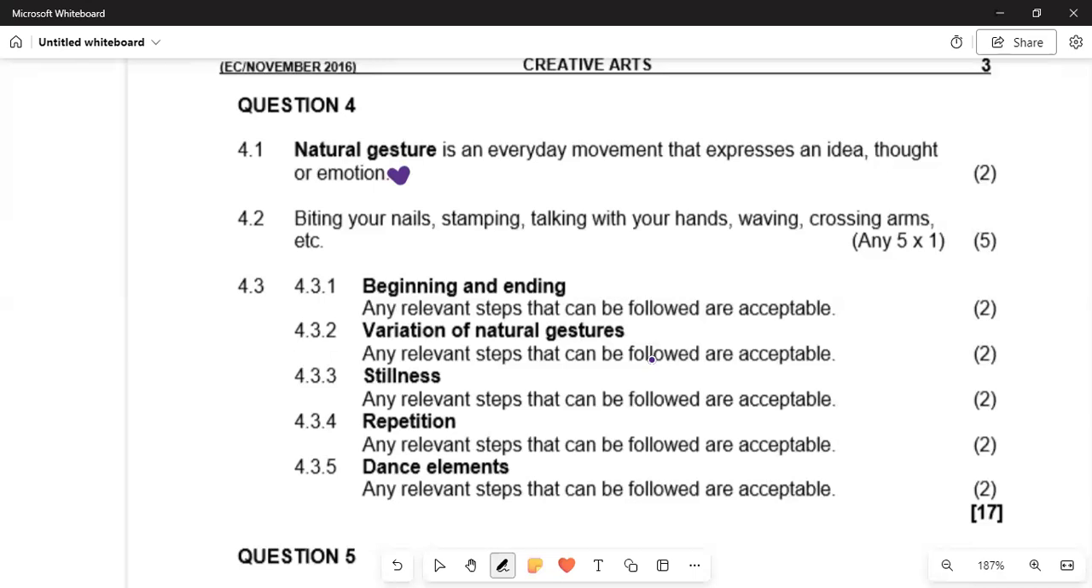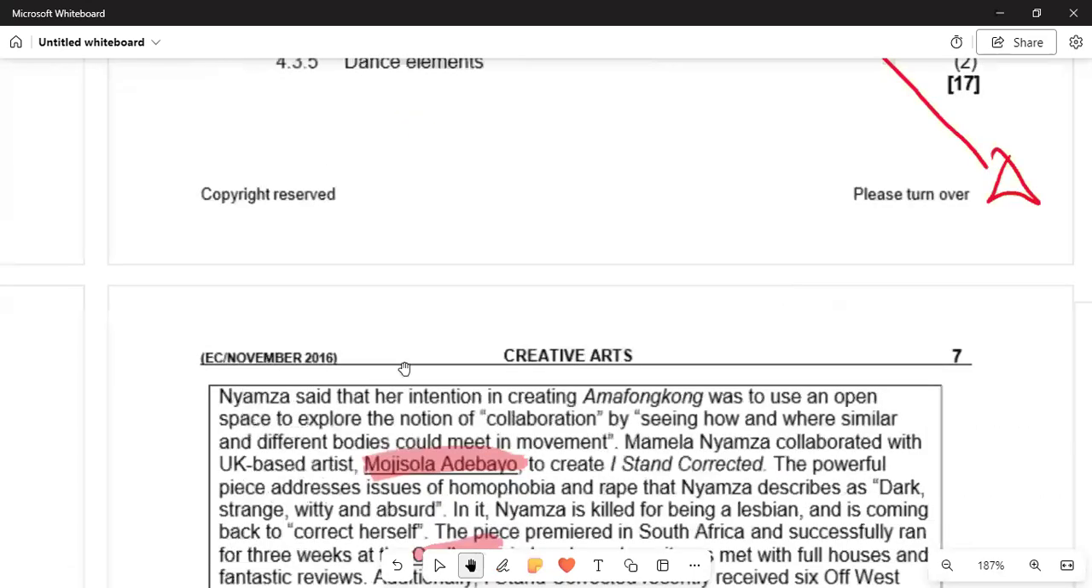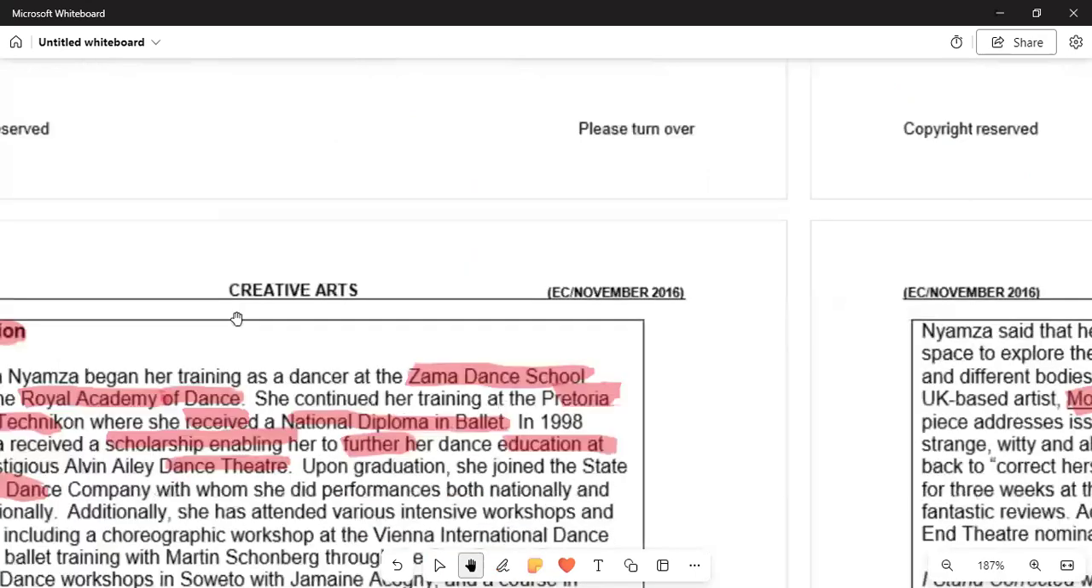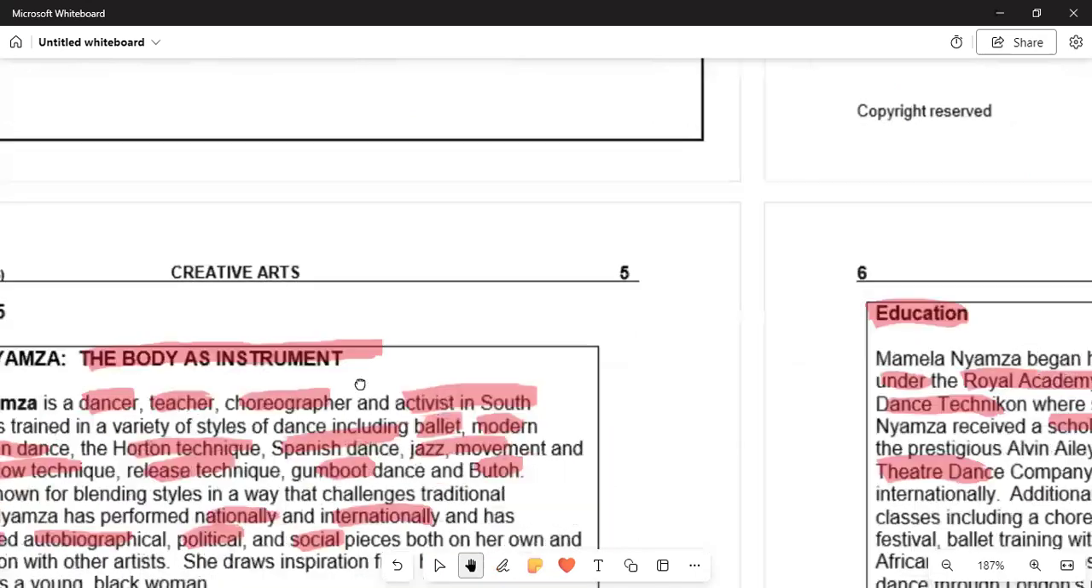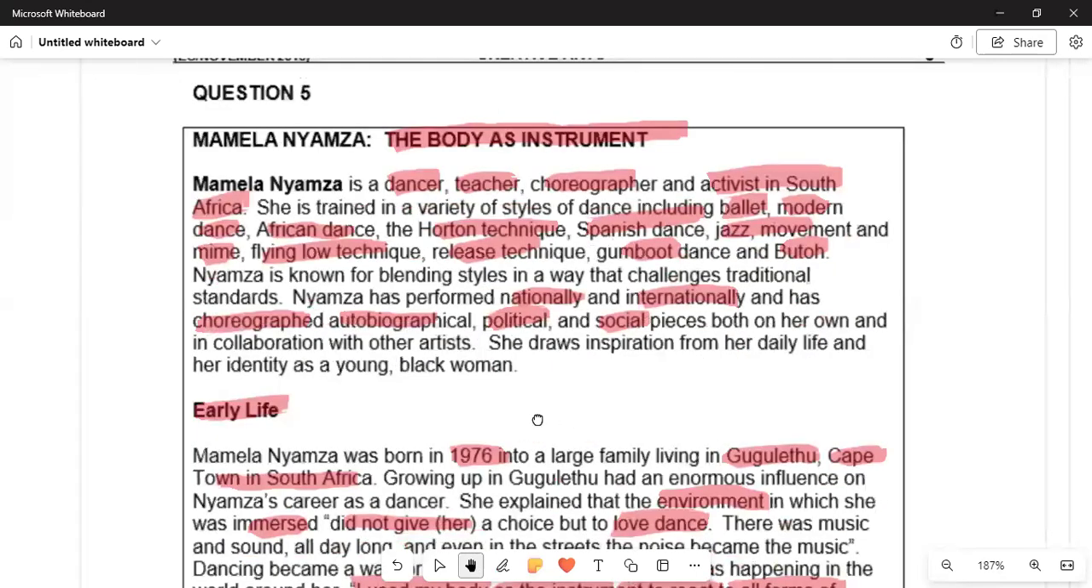And then we talk about 4.3.5, the dance elements. What is the dance made out of? It can be a balut dance, so that it regards the dancing elements. All right. I hope that we can go to one of the last questions of ours here. And then we can see that in this instance, we are given question 5.